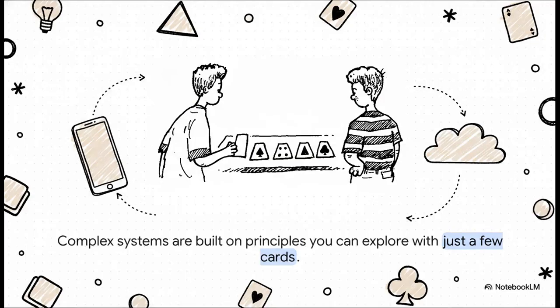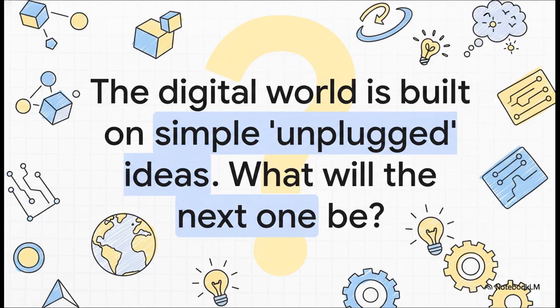And you know, that's the real beauty of all this. The most complex technology we have, your smartphone, the entire internet, it's all built on these elegant, unplugged principles. Ideas so simple that anyone, kids and adults, can get their hands on them and understand them with just a few playing cards and a little bit of curiosity. And that really leaves us with one final big thought, doesn't it? If the entire digital world is built on these kinds of simple, tangible, unplugged ideas, it makes you wonder, what new worlds are we going to build on the next clever, unplugged idea?